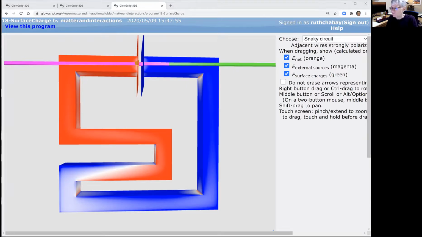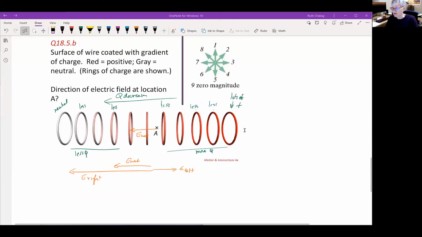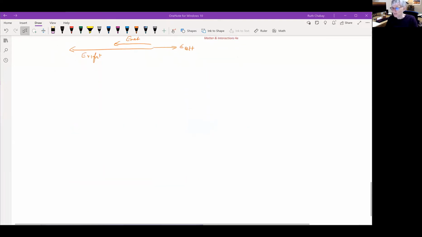So this program is available in the GlowScript demos. I'll put a link to it in Canvas. And I'll also put a link, I don't have time to show it to you now, to a video of an experiment in which we show that we can actually detect the charge on the surface of the wire.